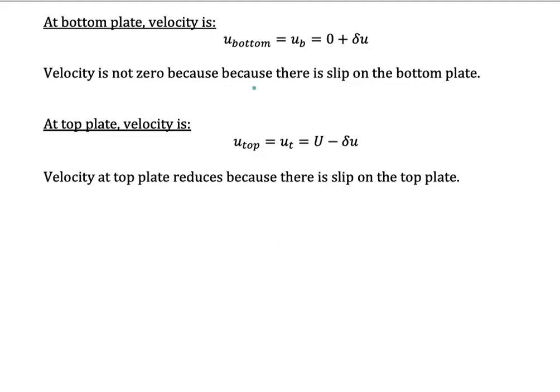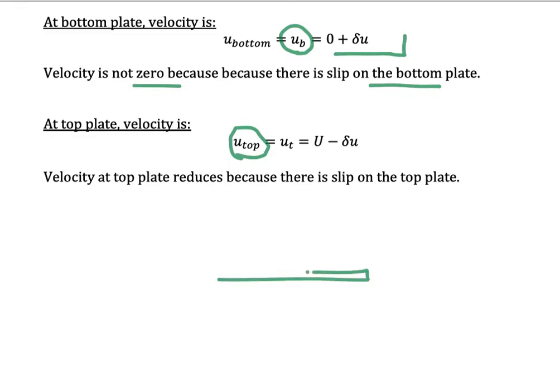And then we put in the boundary condition. At the bottom, we found that we have an extra velocity. So we have the u at the bottom, U bottom here is equal to 0 plus delta u. The velocity is not 0 because there is slip on the bottom plate. And at the top, we found that the velocity is reduced a little bit because there is a slip. So we write down the equation as capital U minus delta U.